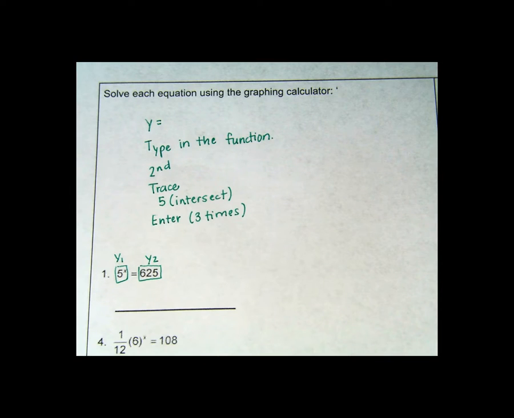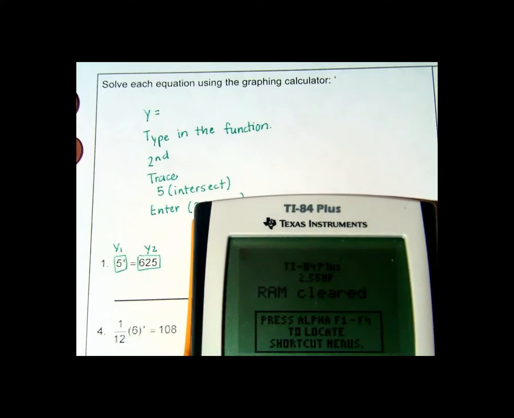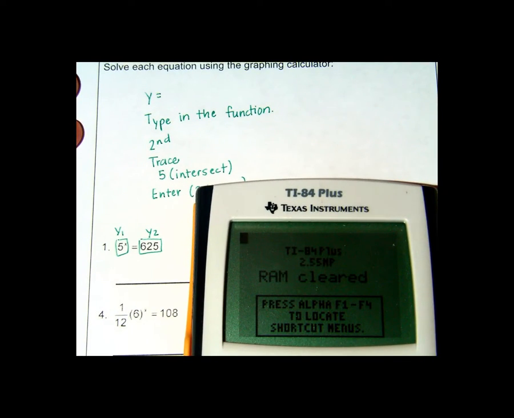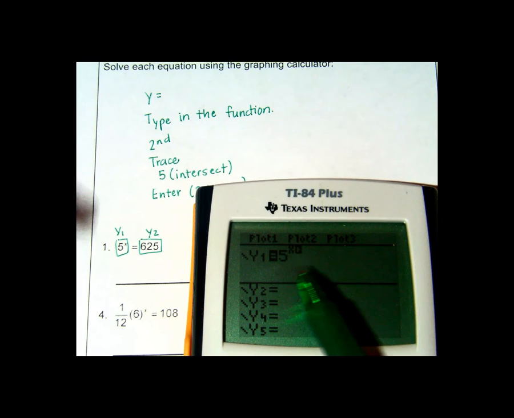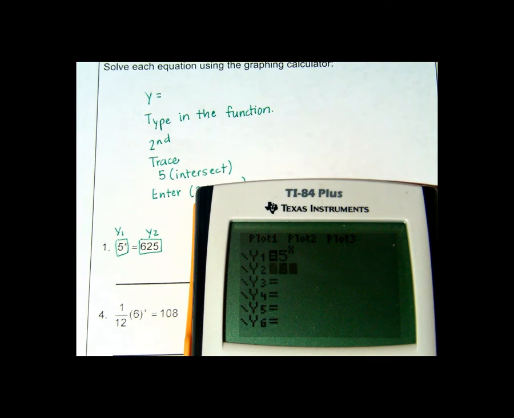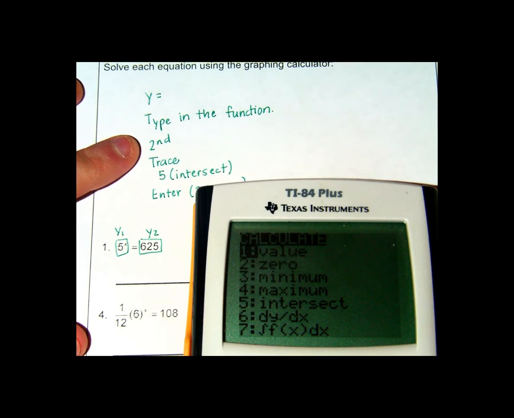So we go to y equals. So see, I've cleared my calculator because it says RAM is cleared. Okay. We'll press y equals, top left button, 5 raised to the x power. Make sure you put x, not some number. That's y1. Go down to y2 and type in 625. After you've typed it in, you're going to press second, which is the blue button, trace, which is one of these top gray buttons, and number 5. We want number 5 because we're looking for where these intersect.